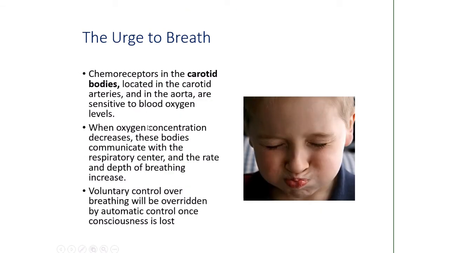In addition to the breathing center, we also have these chemoreceptors that are found in strategic locations. Okay, chemoreceptors are basically sensors that detect chemicals, and in this case, we're talking about detecting oxygen. So we have something called the carotid body, right? And the carotid body is located in the carotid artery. That's the one that feeds blood up to the brain. And you also have aortic bodies located in the aorta. Okay, so when the oxygen concentration is very, very low, the carotid body will communicate with the respiratory center in the medulla oblongata so that you will increase the rate and the depth of breathing.